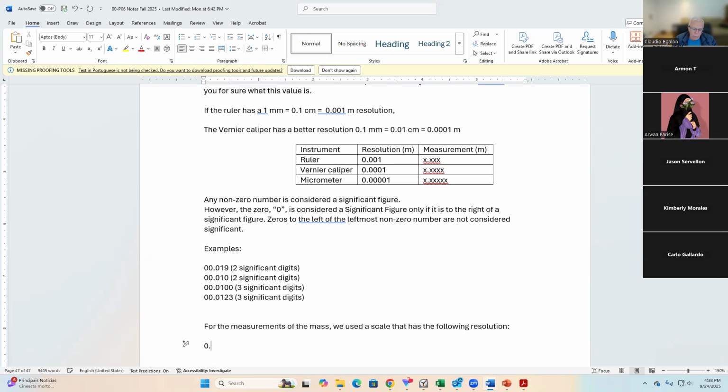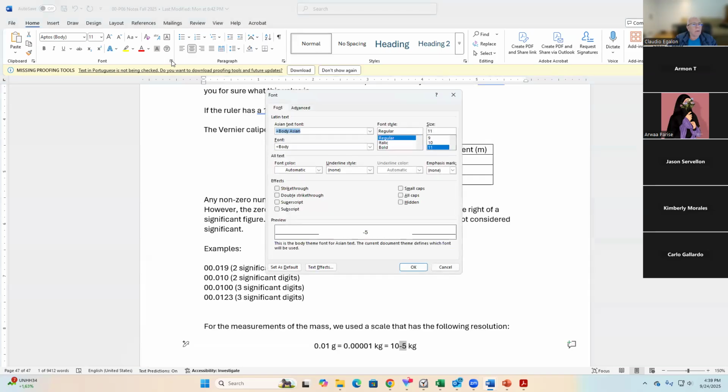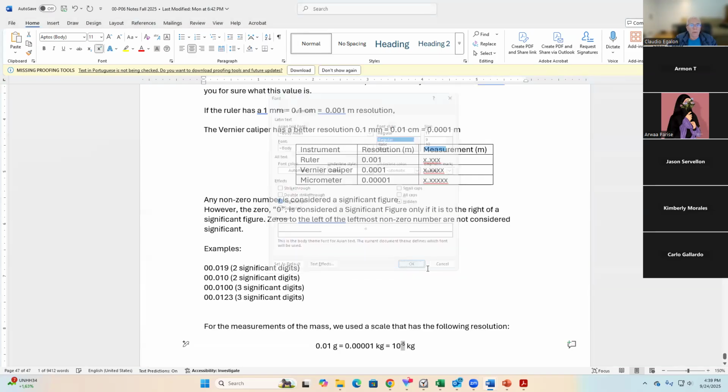For the scale, 0.01 grams, okay? That's the resolution of my scale. Which, by the way, can be written down. Don't forget, we have to write it down in terms of the main SI units. 1, 2, 3, 1 kilogram. 10 to minus 5, right? 1, 2, 3, 4, 5. Yeah, 10 to minus 5 kilograms. That's how we represent it in scientific notation. Superscript.